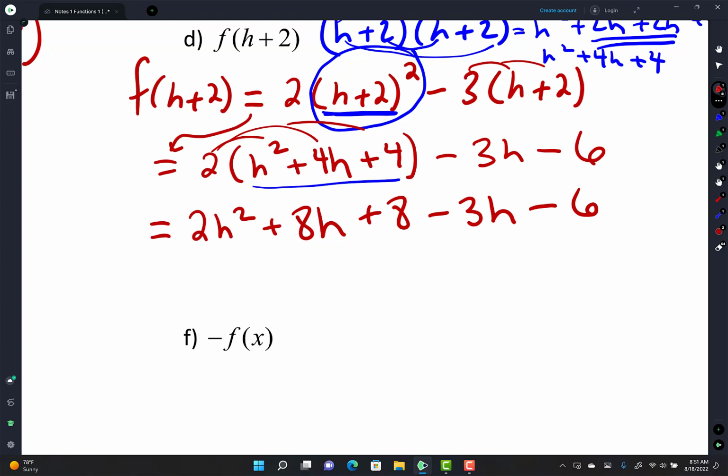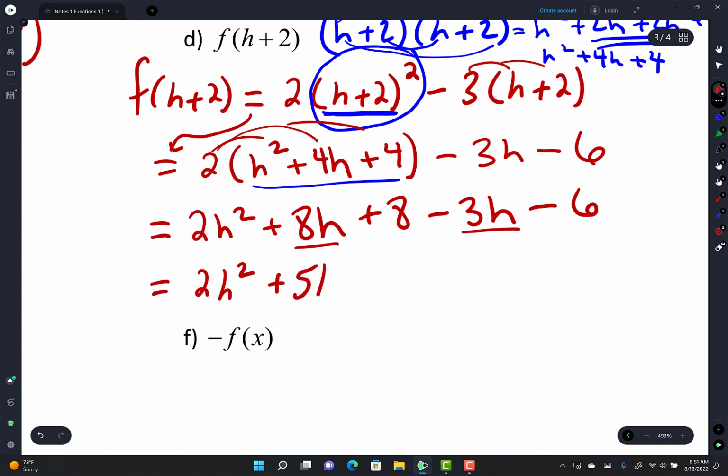Okay. All right. Now I'm just going to combine like terms, guys. I have an 8h. I have a 3h, or a negative 3h. So that means I got to take the difference. The difference between 8 and 3 is 5. The 8 is bigger, so it stays positive. Plus 5h. I have an 8. I have a 6. The difference between 8 and 6 is 2. The 8 is bigger, so it's going to be positive. Plus 2. I hope I didn't make a mistake. Do you guys see any mistakes? And there it is. We're done.